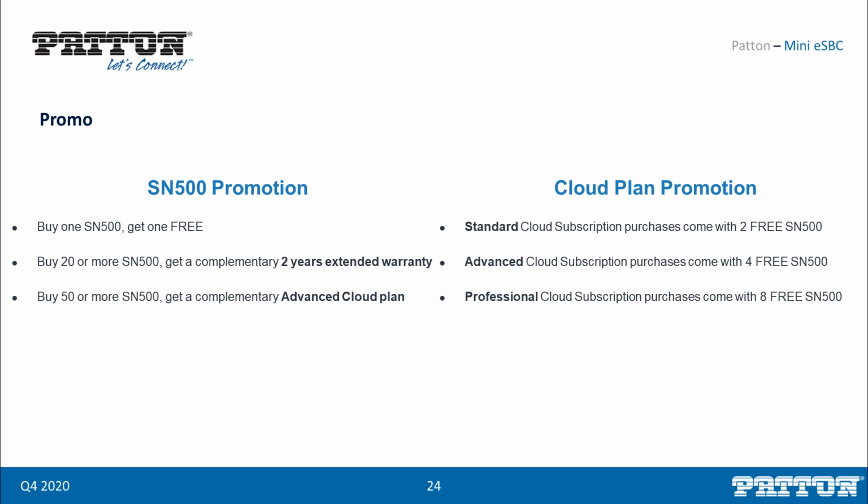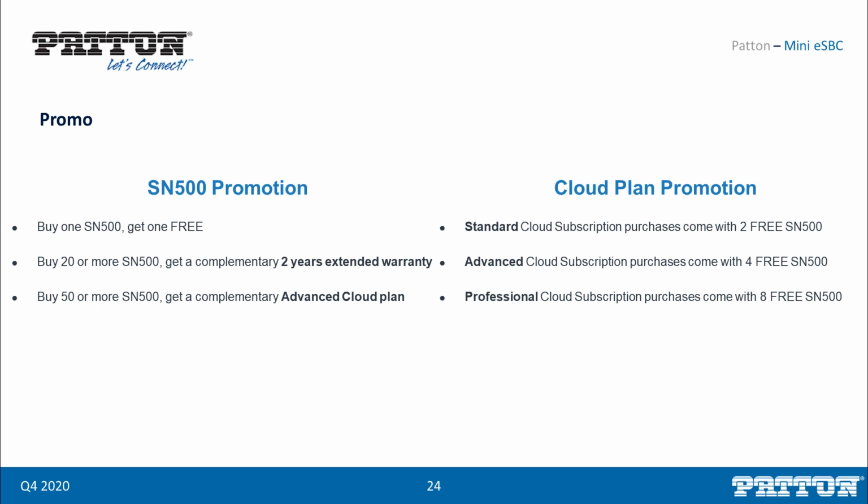And to make it even more attractive, we have some really compelling promotions going on the SN500. We've got a buy one get one free deal. That's to encourage people just to get started. Buy one, try it out, you get one free. You can keep one for yourself. You can deploy one at a customer site to try it out. If you buy 20 or more, we'll give you a 2-year extended warranty free of charge. If you buy 50 or more, then we'll give you an advanced cloud plan, which is the second-highest cloud plan, free of charge.